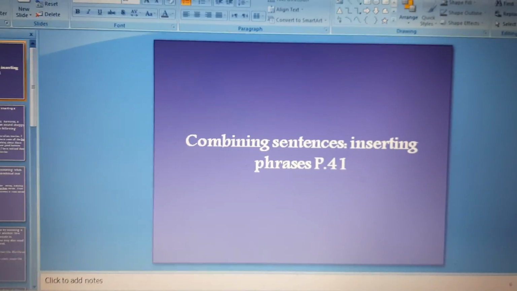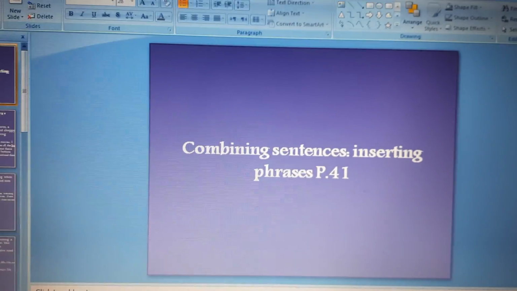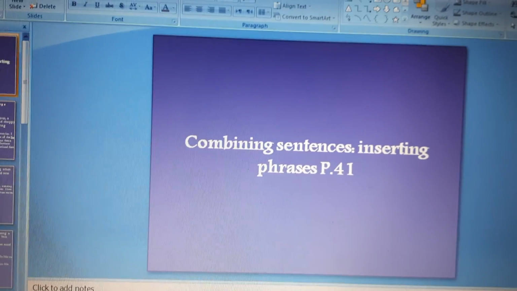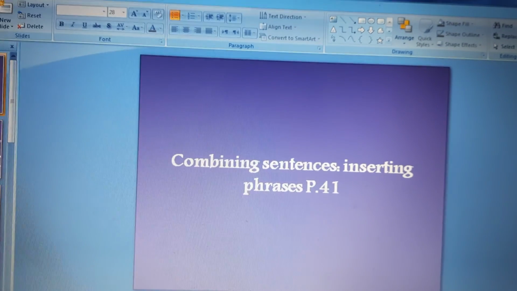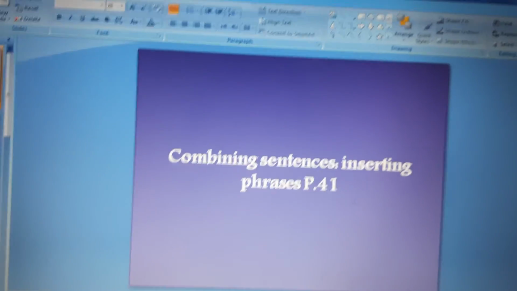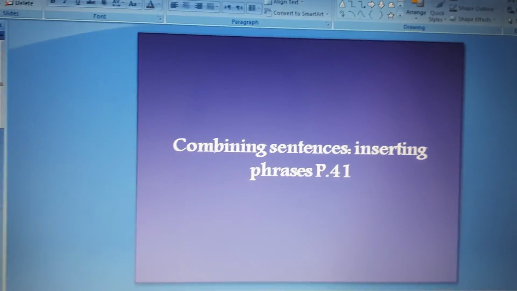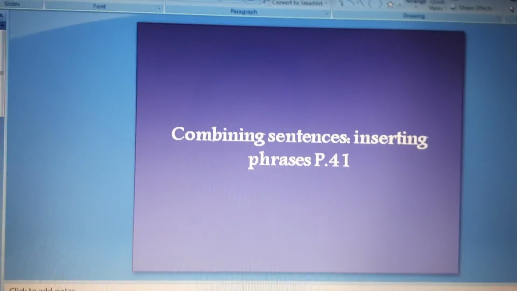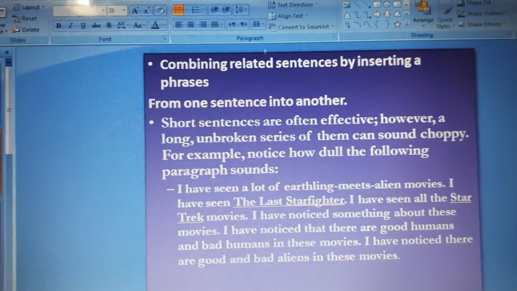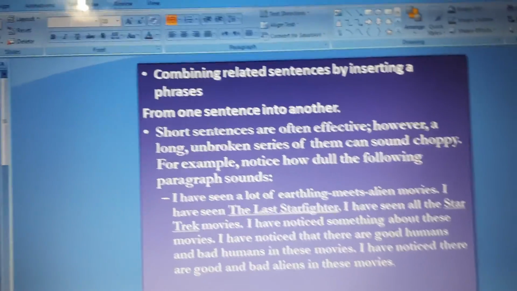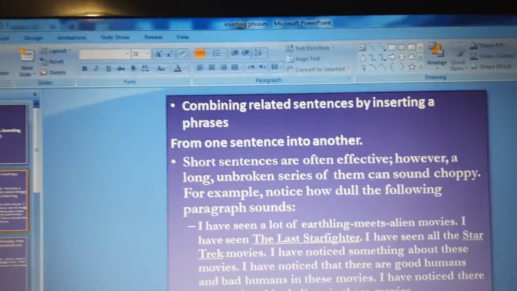Today we're going to talk about combining sentences and inserting phrases. First of all, you should grab your book, open page 41, Grammar for Writing. Okay? So, I'm going to show you how to combine related sentences by inserting phrases from one sentence into another.